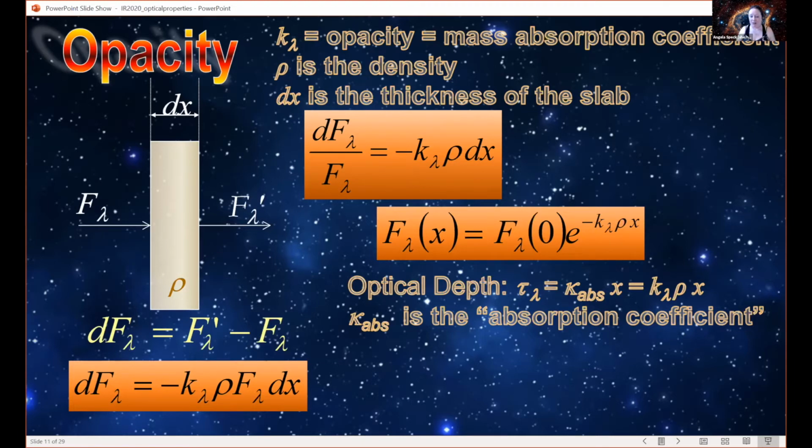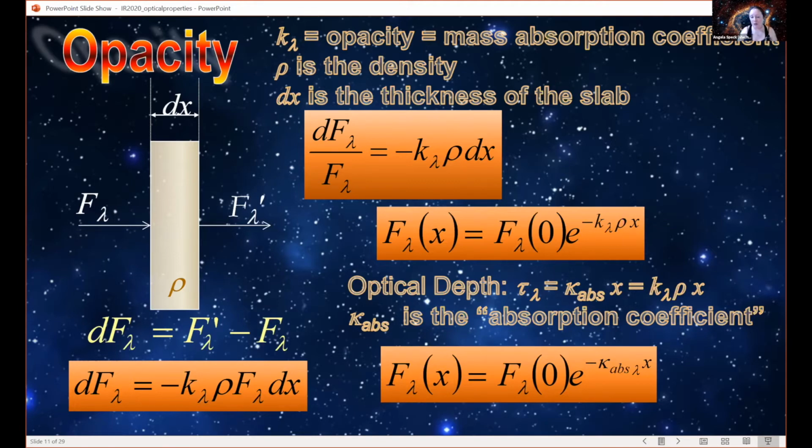Kappa abs is usually called the absorption coefficient, but it's not the same as the mass absorption coefficient. But it's a combination of the opacity and the density, okay? These are all terms that you'll find in the literature as you're trying to get data to use in your models. So I'm trying to kind of pull the pieces out so you know what you're playing with. Okay, so I've just translated that into using this absorption coefficient instead of the opacity.